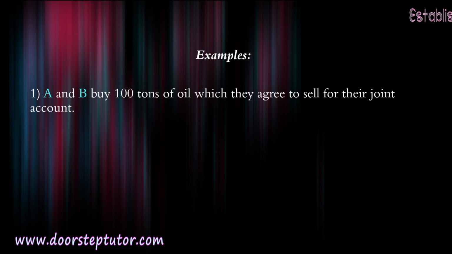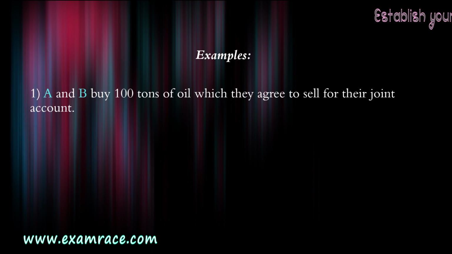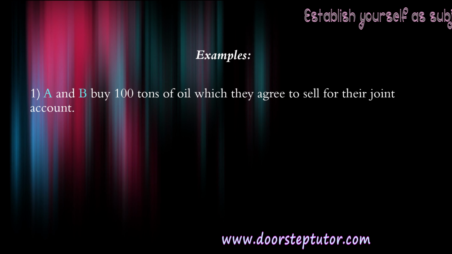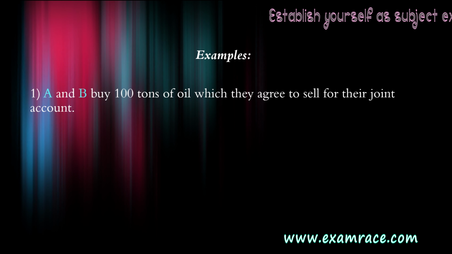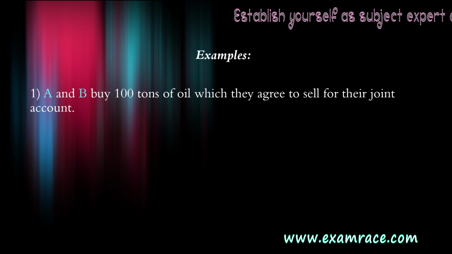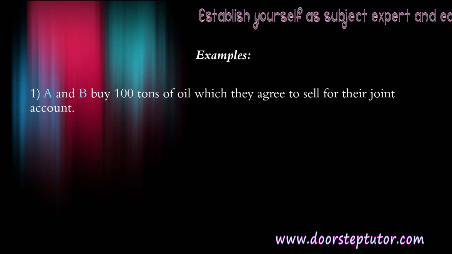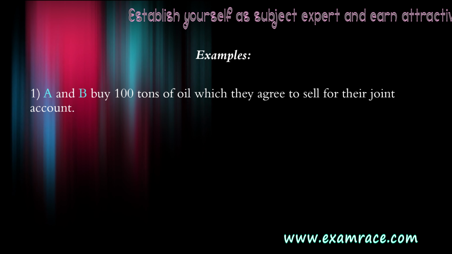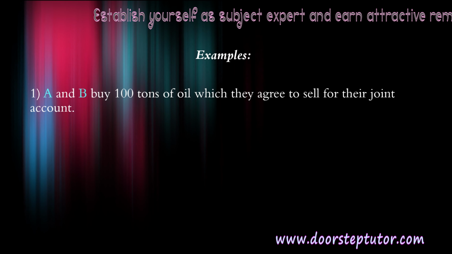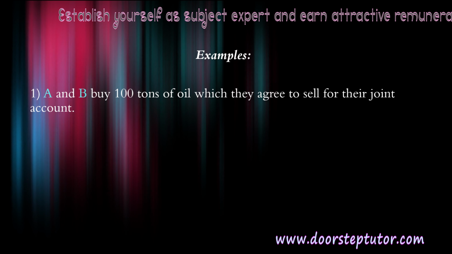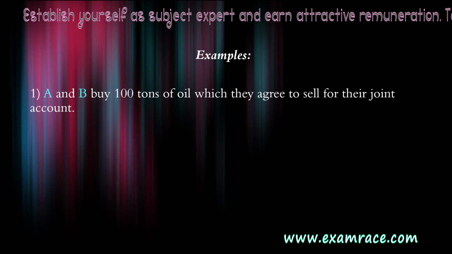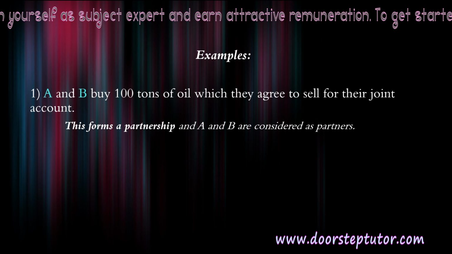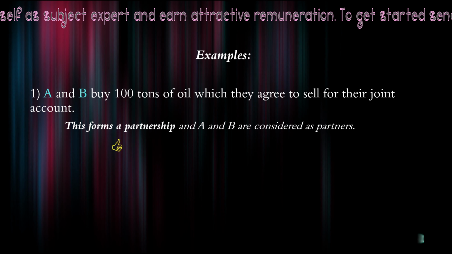Now, A and B decide to buy 100 tons of oil. They are deciding to buy, which means there is or will be a trading activity going on for sure. Now, they agree to sell for their joint account. There is an agreement between A and B to sell this particular 100 tons of oil for their joint account, which means after selling the oil, they will gain profits. So can we classify this situation as a partnership? Yes, this forms a partnership and A and B are considered as partners.